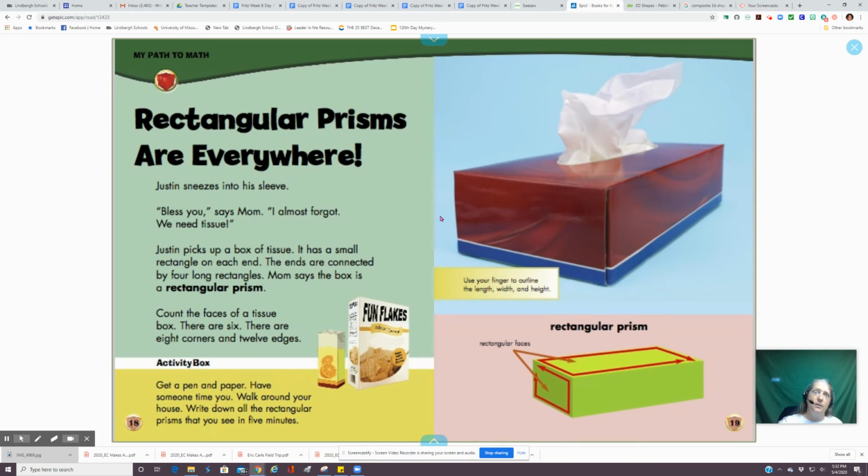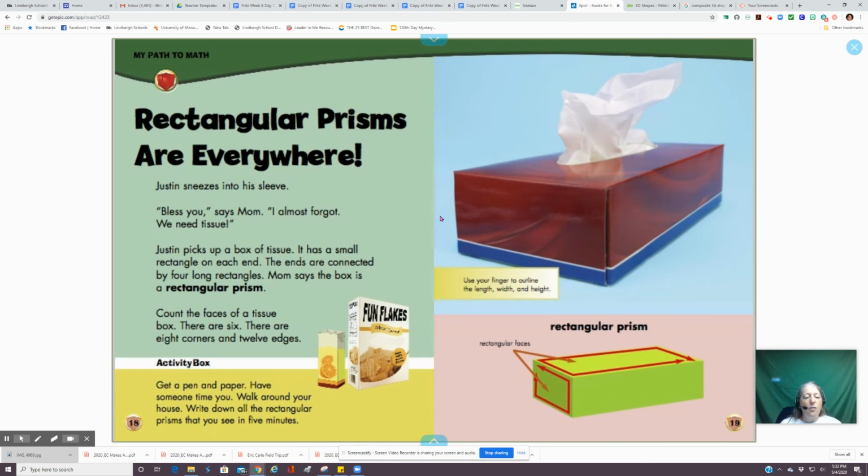Rectangular prisms. We learned that in the beginning of the week too. They're everywhere. Justin sneezes into his sleeve. Achoo! He is doing a good job of sneezing like we learned about from Doug. Bless you, says Mom. I almost forgot we need tissue. Justin picks up a box of tissues.